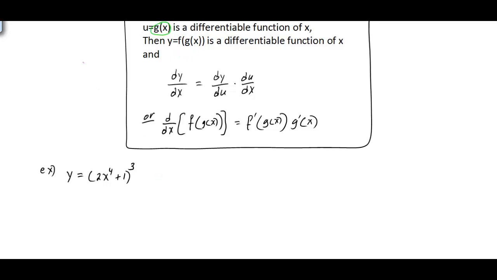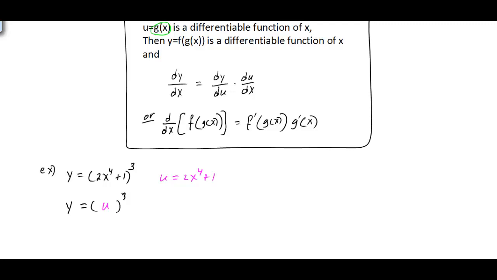So if I let u equal the inside function here, that would be the 2x to the fourth plus 1. Okay. So essentially then over here we would have y equals u cubed.